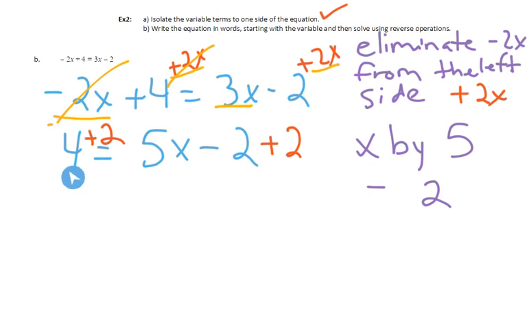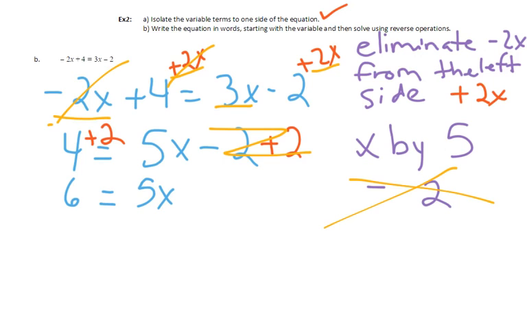So then here we have 4 plus 2 is 6. My equal sign. We have 5x. And then here we have negative 2 plus 2. Well, that is 0. So those are gone. So I've taken care of this subtracting 2. Now let's take care of this multiplying by 5. So our last step to solving x to get x all by itself is to undo multiplying by 5, which is dividing by 5. So go ahead and divide both sides by 5.